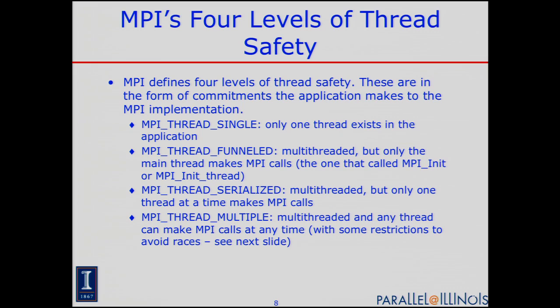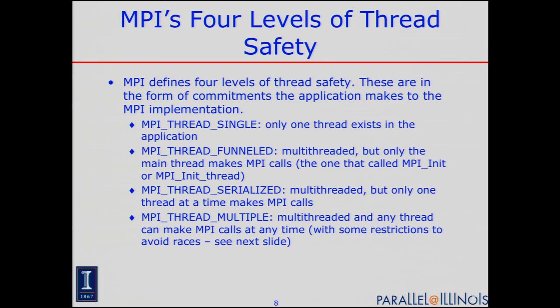Because of their experience, we put in these 4 levels of thread safety and a way to request them in MPI. MPI_Init was the MPI-1 way of initializing MPI for a program. We added MPI_Init_thread. If you do MPI_Init, you get MPI with the lowest level of thread safety. If you need anything higher, you should use MPI_Init_thread. And it has these 4 levels of thread safety.